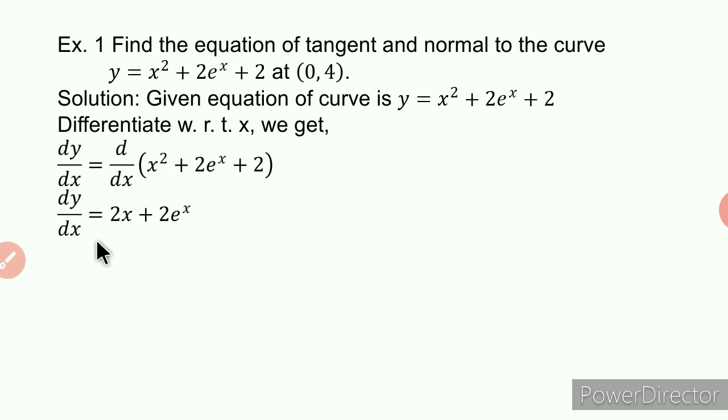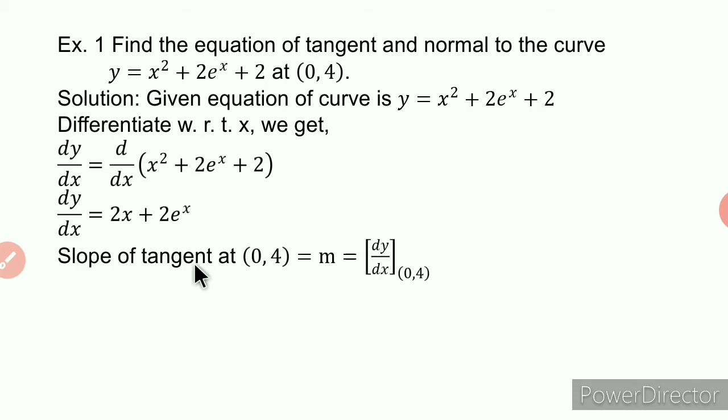Now we know the value of the derivative at the point 0, 4 is the slope of the tangent, and so the slope of the tangent at point 0, 4 is equal to m, it is equal to dy by dx at the point 0, 4. Therefore m is equal to 2 multiplied by 0 plus 2 multiplied by e raised to 0. Now e raised to 0 is 1, so we get the slope of tangent at the given point is 2. And from this slope of tangent we can find the slope of normal.